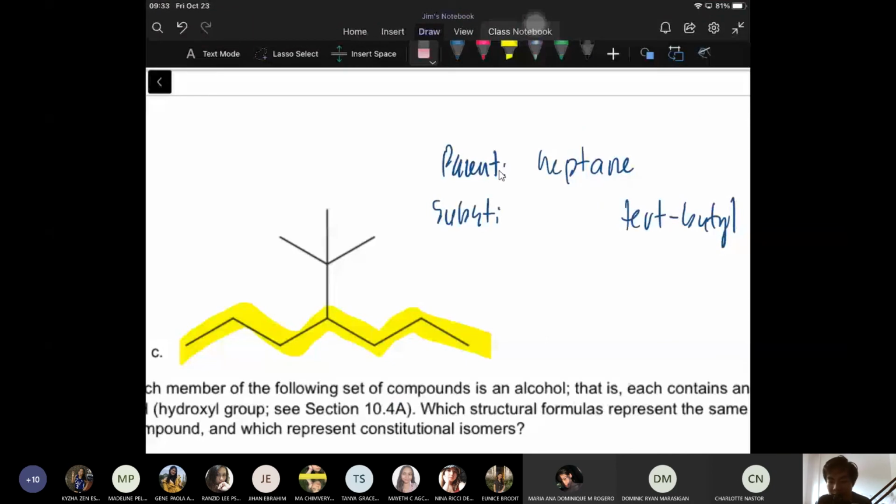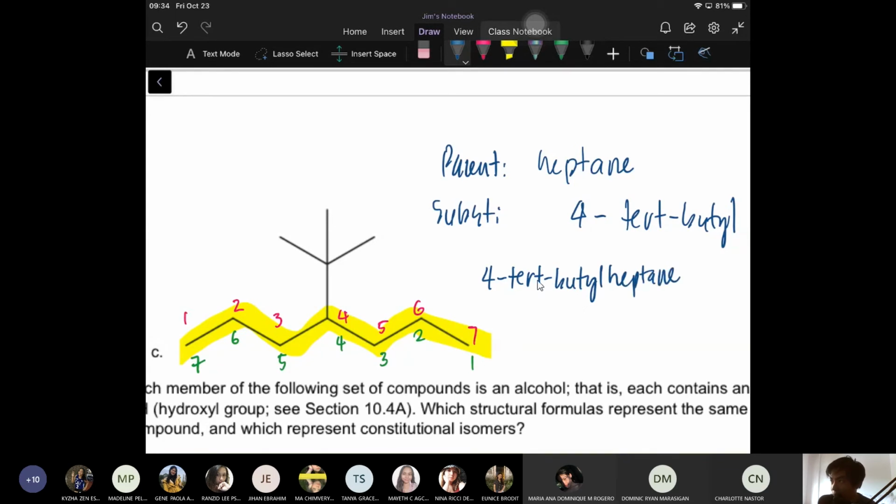So, ngayon, assign tayo ng locant. Nag-number tayo, left to right, then right to left. Parehas na sa 4, yung ating tert butyl. So, edi 4 lang yung number niyan. So, the final name is 4-tert butyl heptane.